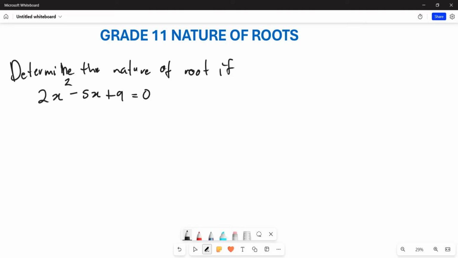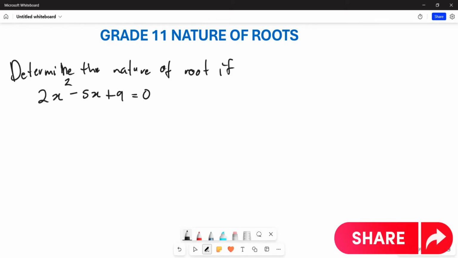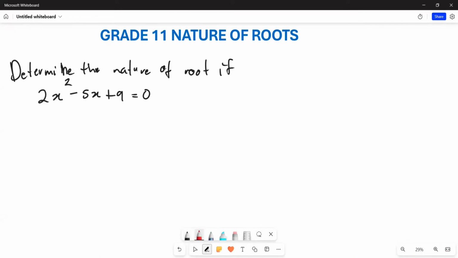They say determine the nature of roots. We can see that the nature of roots only depends on your delta formula. So the first thing you are going to do is find your delta. Remember, delta is given by b squared subtract 4ac. We want to find out, in terms of the three categories of roots we previously categorized, which one this equation belongs to.